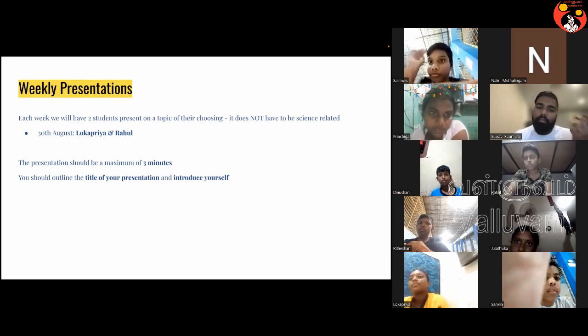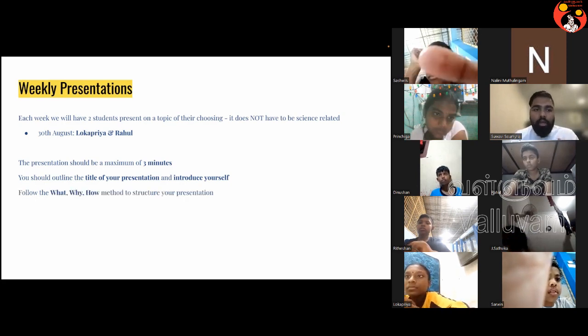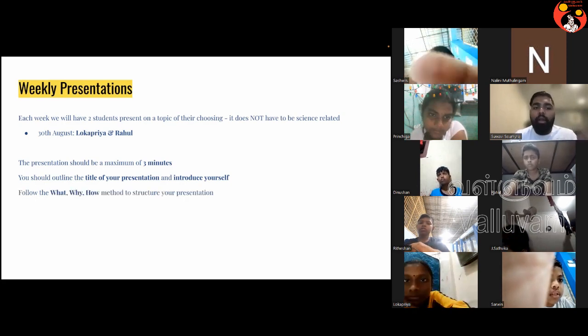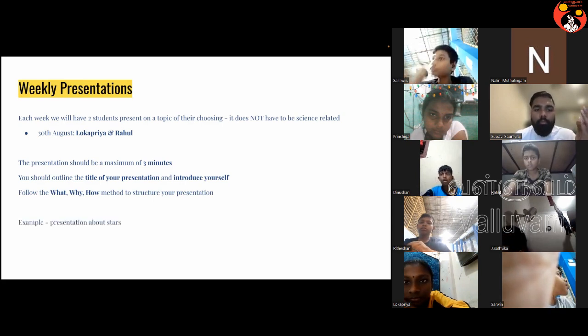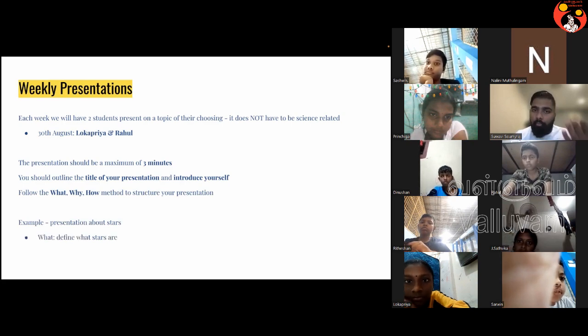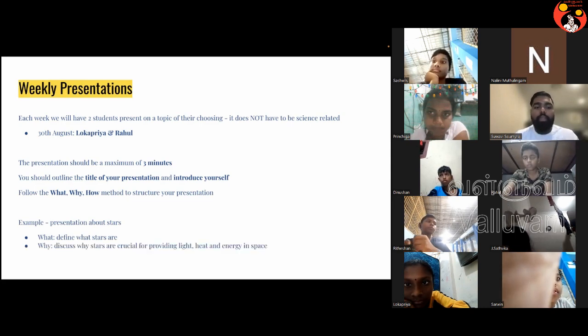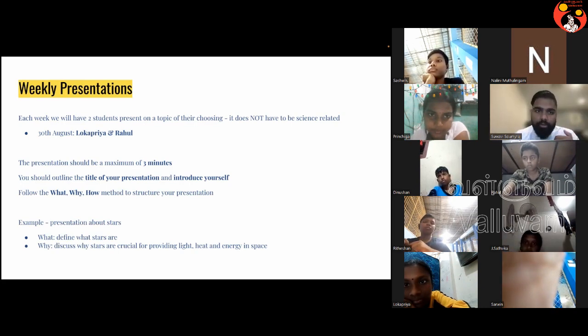So you need to outline the title, introduce yourself, and then follow the what, why, how method. So 3 things, okay? I want you to talk about what, why, and how. So in the example of stars, if you were talking about what are stars, you define what they are. The why section would be talking about why stars are important in the world, providing light, heat, energy, for example.